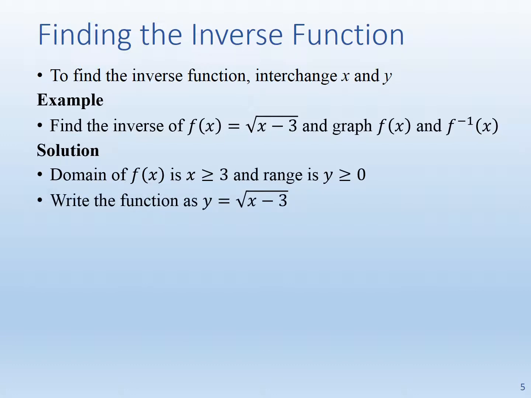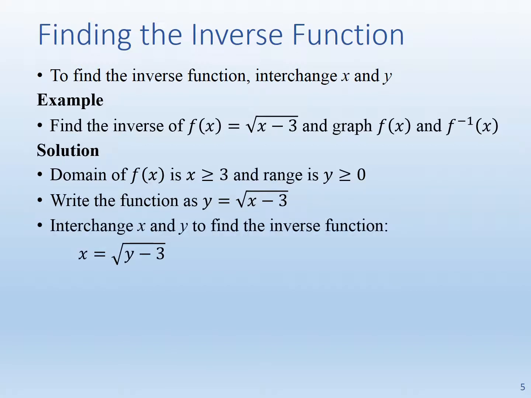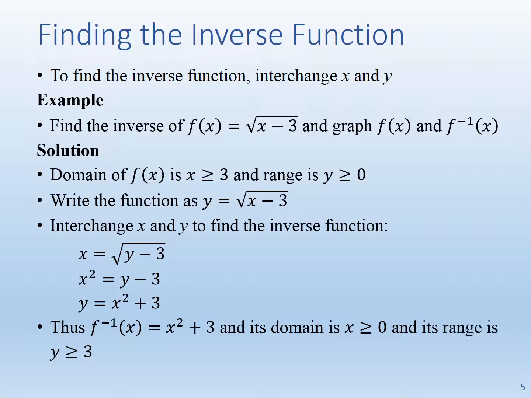So we'll write the function as y equals instead of f of x equals, and then we can interchange the x and y. We'll swap roles there. And we're trying to make y the subject, so we'll square both sides and then put y by itself. So we'll end up with y equals x squared plus 3. Thus the inverse function of our f of x is x squared plus 3. Its domain is x greater than or equal to 0, and that is the same as the range of the original function. And the range of the inverse function is the same as the domain of the original function.